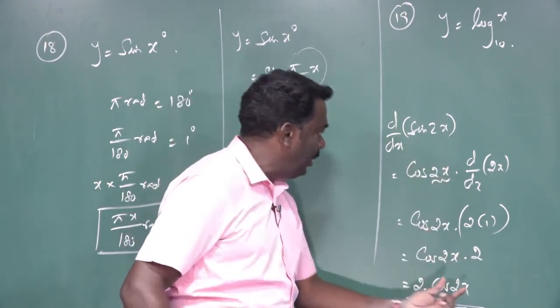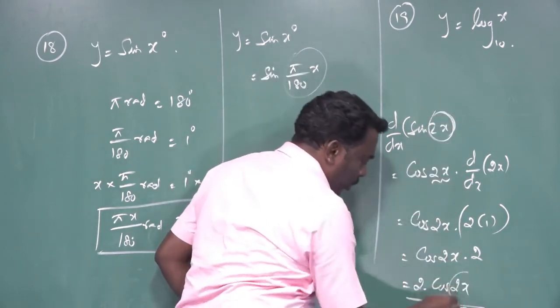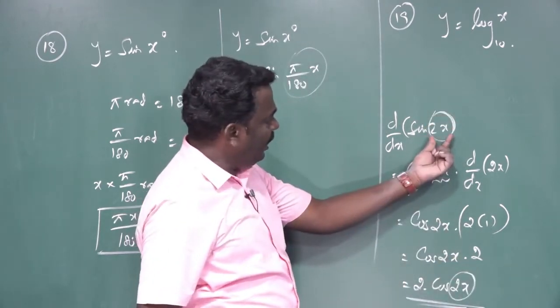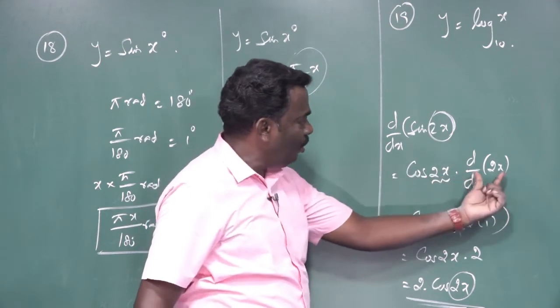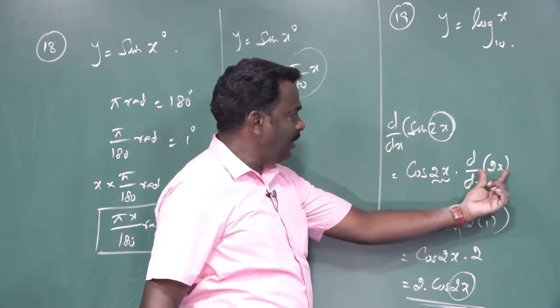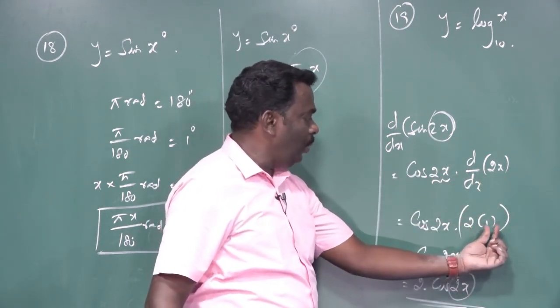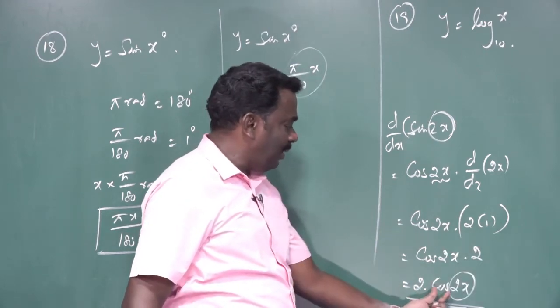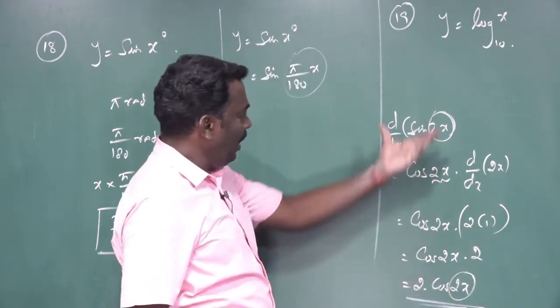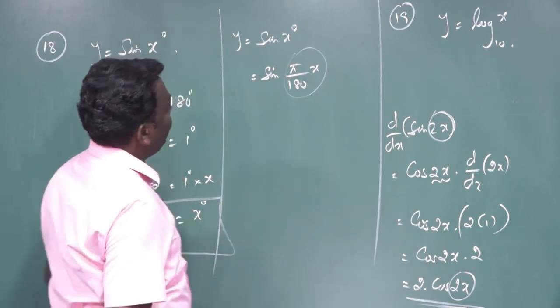Differentiation of sin 2x becomes cos 2x. Sin becomes cos. Here the theta value is equal to 2x, so instead of theta we have 2x. Again we have to differentiate the 2x. Differentiation of 2x becomes 2 into 1, that is 2. Therefore 2 times cos 2x is the differentiation. We apply this rule for this condition.